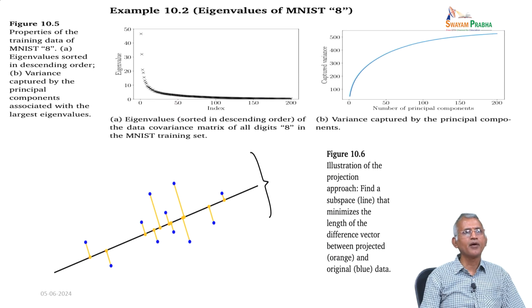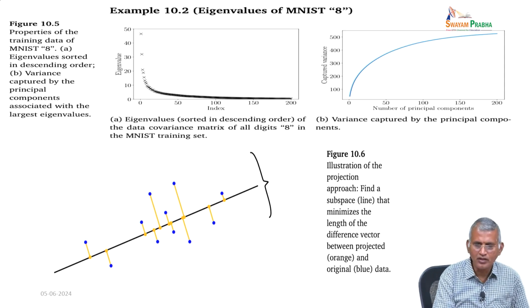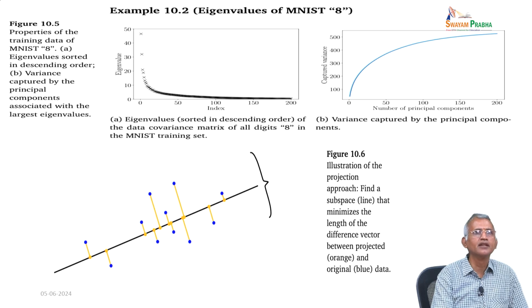So, this figure shows the properties of the training data of MNIST of digit 8 and the eigenvalues sorted in descending order, and the maximum 500 captured variances. This picture A represents the eigenvalues of the data covariance matrix of all digits in the MNIST training set, and figure B represents the number of principal components versus captured variance. So, the variance captured by principal components is depicted like this. B shows the corresponding eigenvalues sorted from largest to smallest variance.